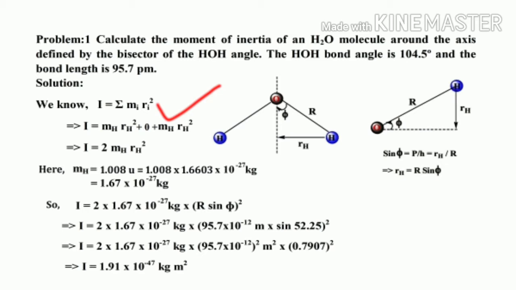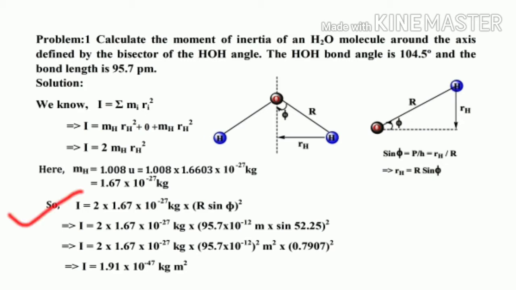The mass of the oxygen atom makes no contribution to the moment of inertia for this mode of rotation, as the oxygen atom is immobile while the two hydrogen atoms circulate around it. So its contribution is 0. Therefore, I is equal to 2 times m_H R_s squared.